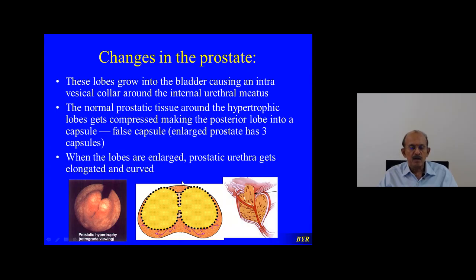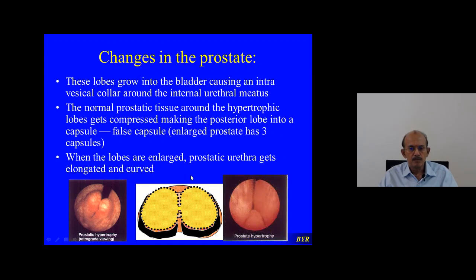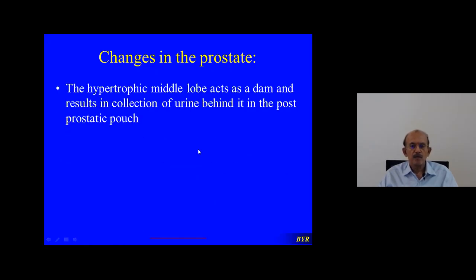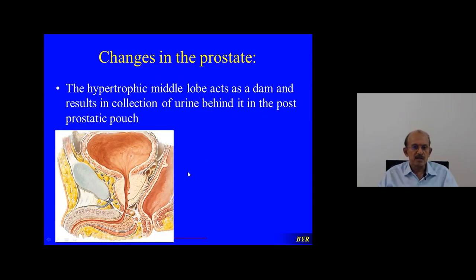When the lobes are enlarged, the prostatic urethra gets elongated and curved. Normally it is a straight path, but when the median lobe enlarges, it becomes angulated. And it becomes something like a slit. So you can see it is a longitudinal slit. The hypertrophic middle lobe acts as a dam and results in collection of urine behind it in the post-prostatic pouch.